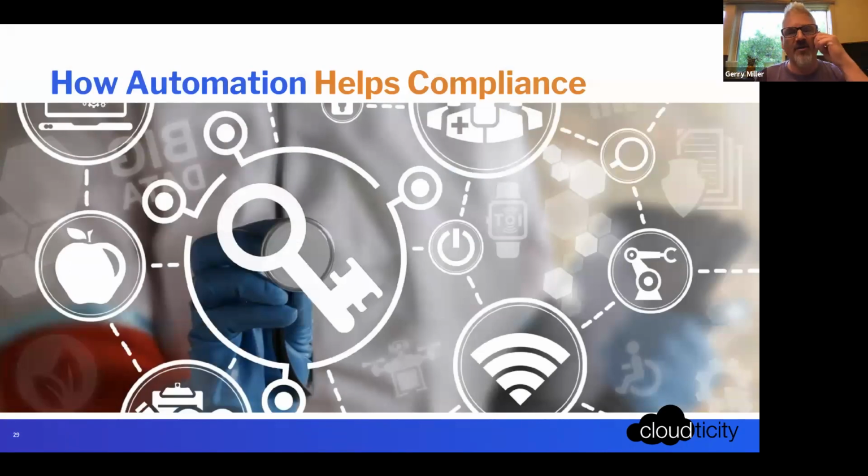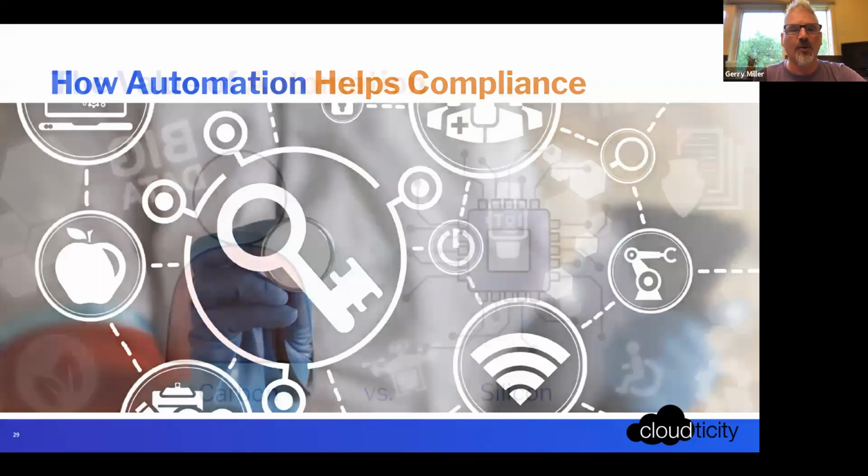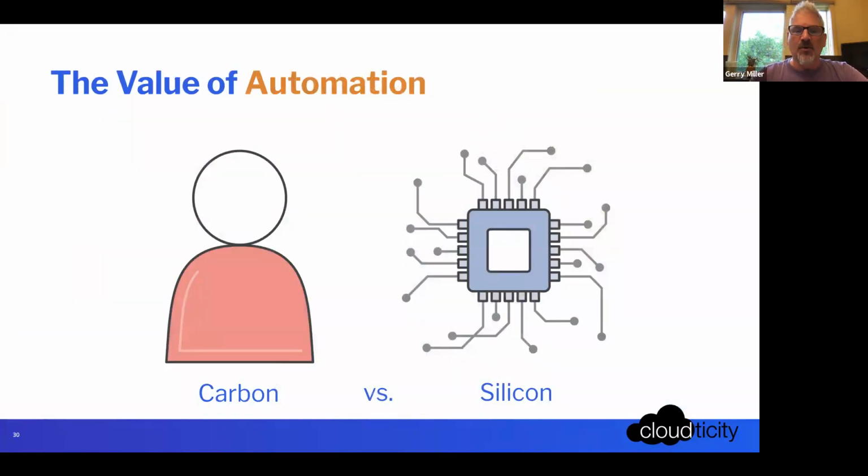Let's talk a bit about automation. One of the things that we find is critical, especially if you're in a programmable infrastructure environment like the cloud, is that automating everything reduces risk, and it reduces security risk and therefore helps with compliance. So at Cloudticity, we have a saying that we value silicon over carbon. Human beings are carbon-based life forms. Carbon is great for thinking out of the box, for coming up with creative solutions, but carbon is not good for things that are automated.